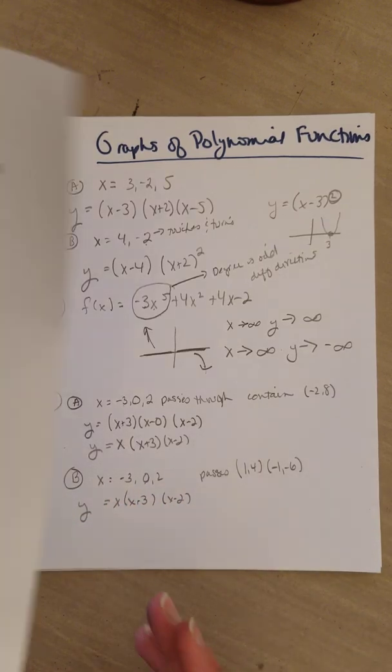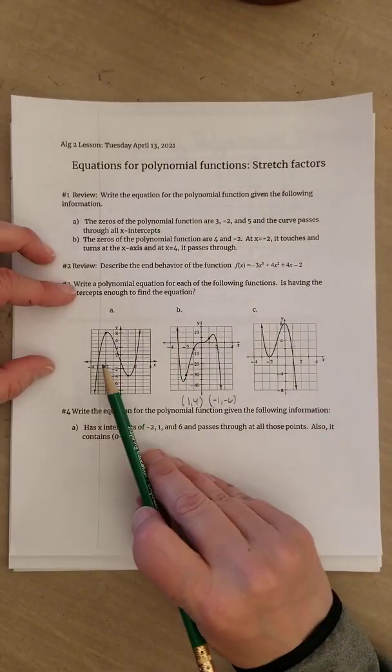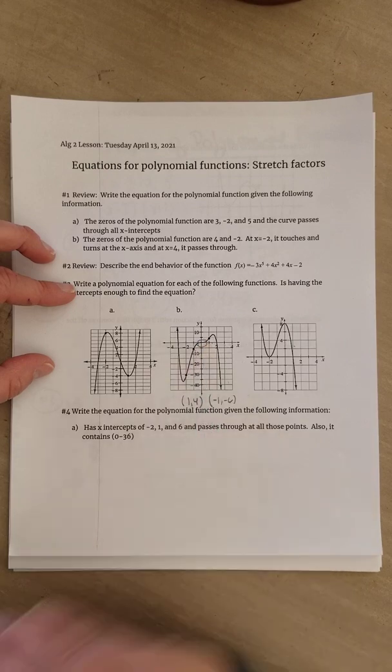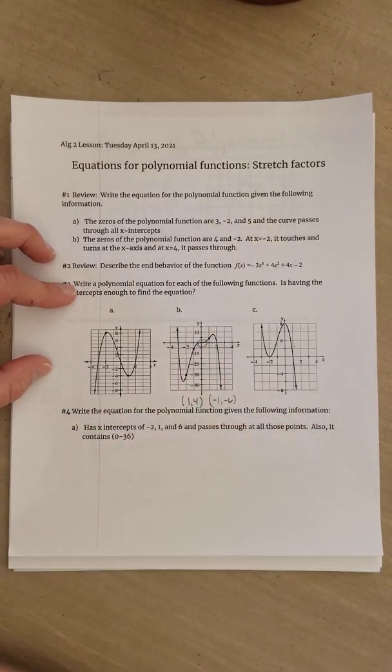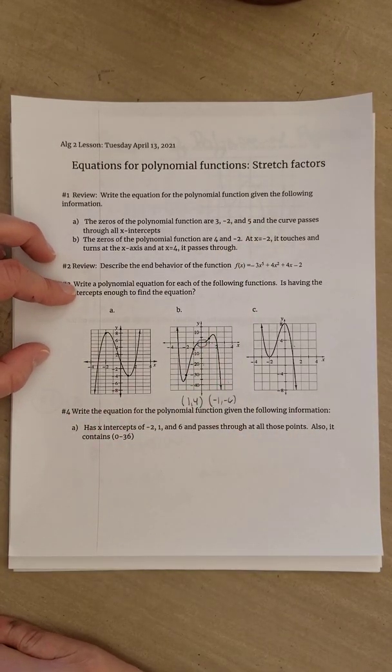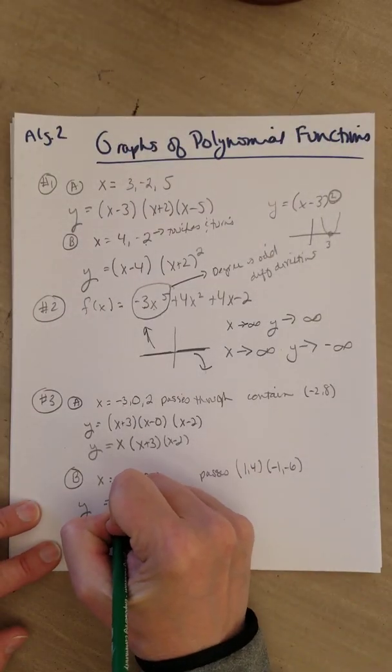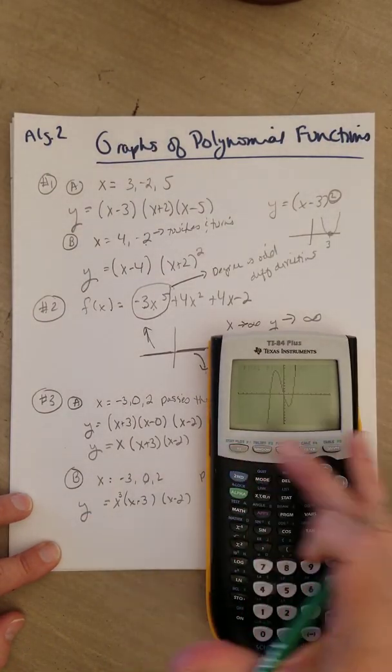Now, here's the deal, you guys. Do you see how these things pass through nicely? This guy passes through as well at 0, but it kind of flattens out. That means there's something going on with its exponent. Well, it's definitely not even, because even exponents make it bounce. So let's make this a 3. Let's put a 3 by this guy, and let's see what happens.